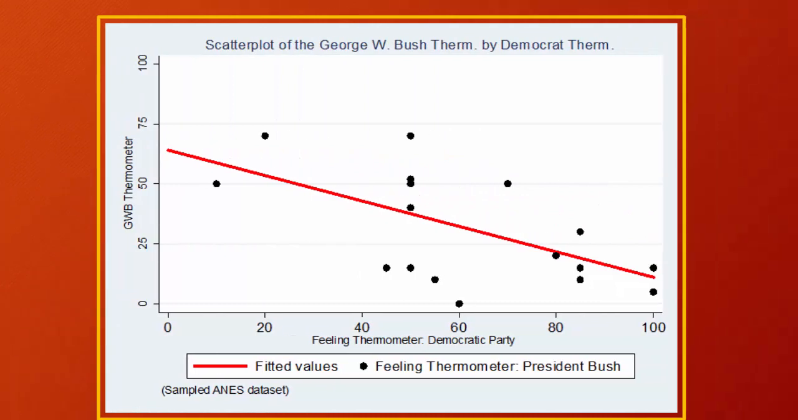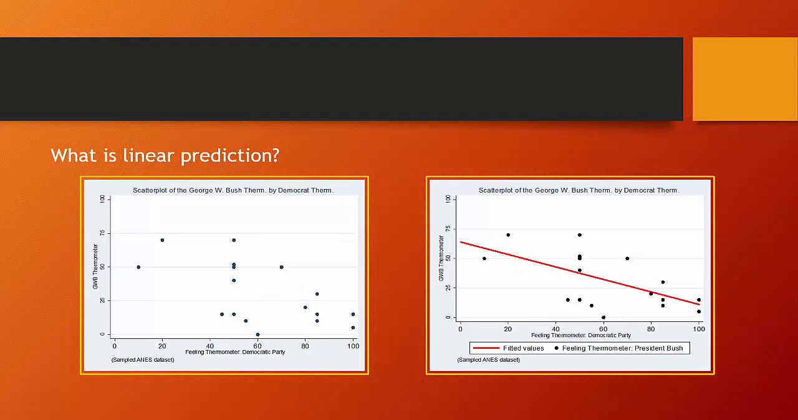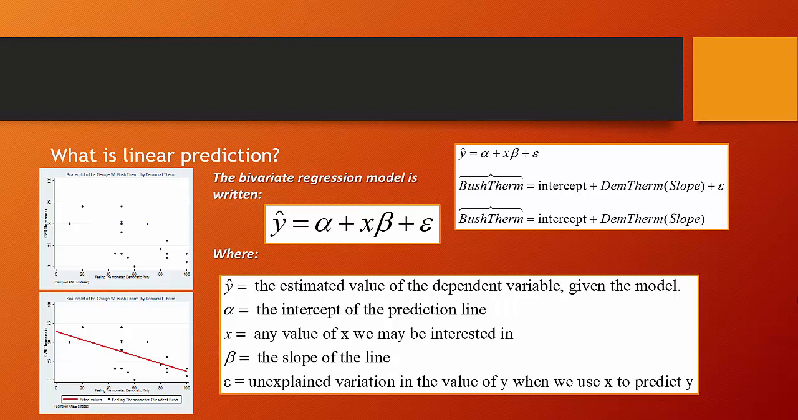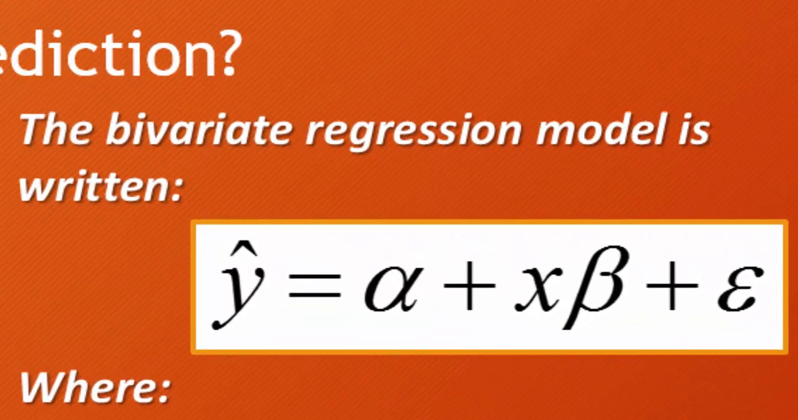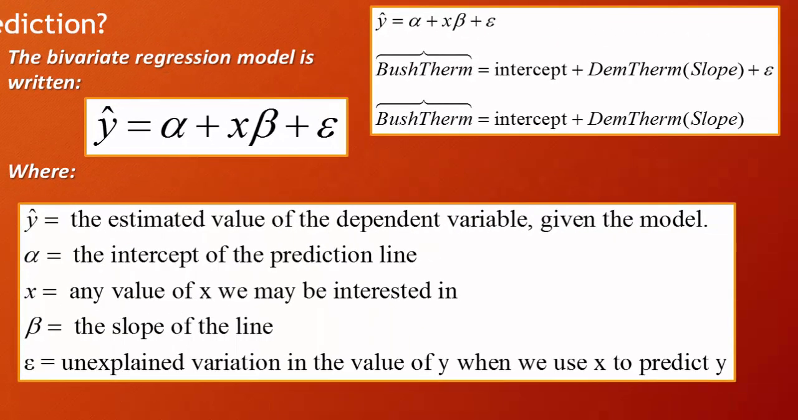And you can imagine that if we drew a line that minimized the amount of distance simultaneously through all the dots, we might get a line that looks like this. You can see the downward trend, and you can see that the dots don't perfectly line up on the line. So generally speaking, when we do linear prediction, we use the bivariate regression model, which can be written as y hat equals alpha plus xb plus epsilon, where y hat equals the estimated value of the dependent variable.